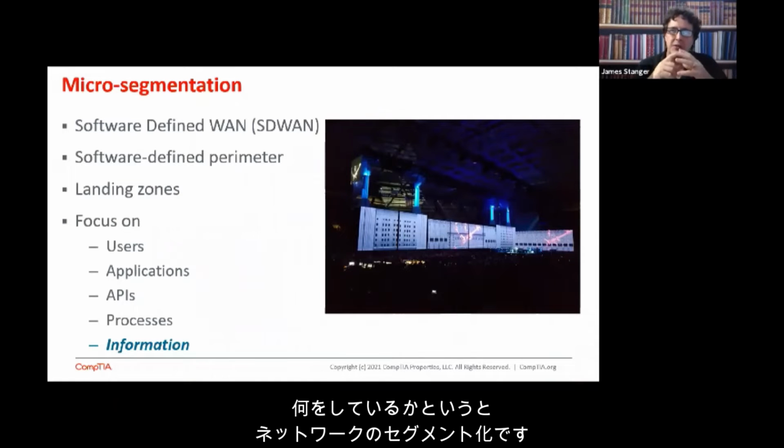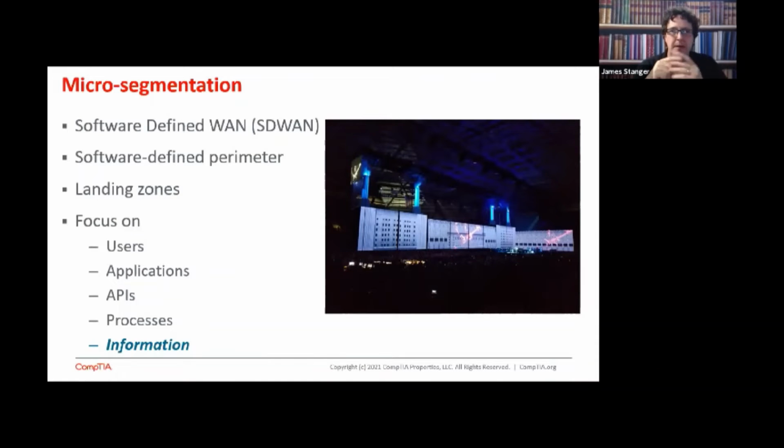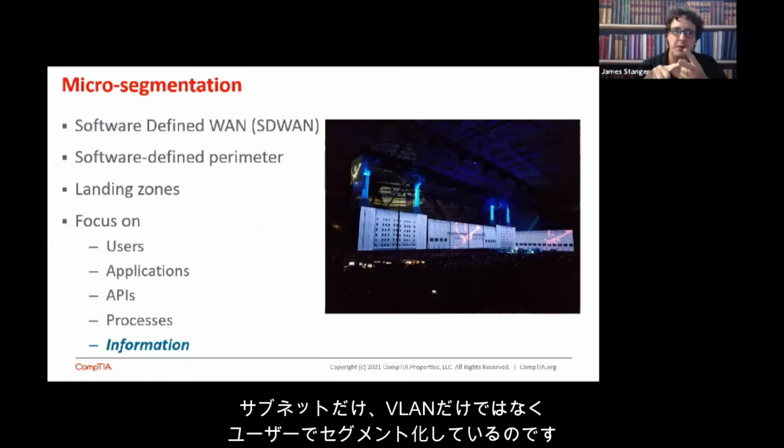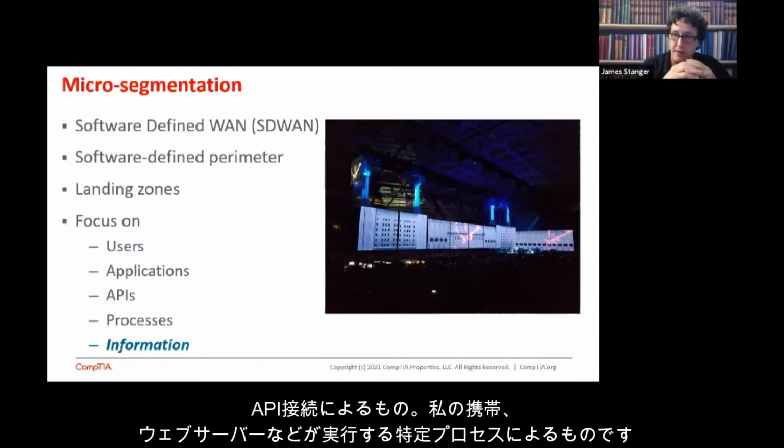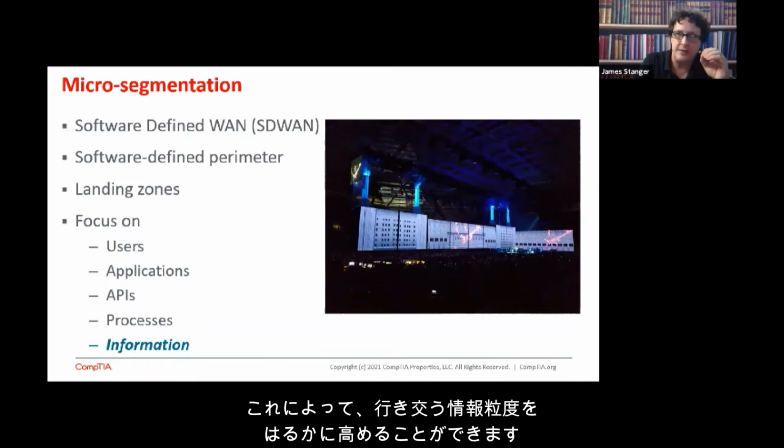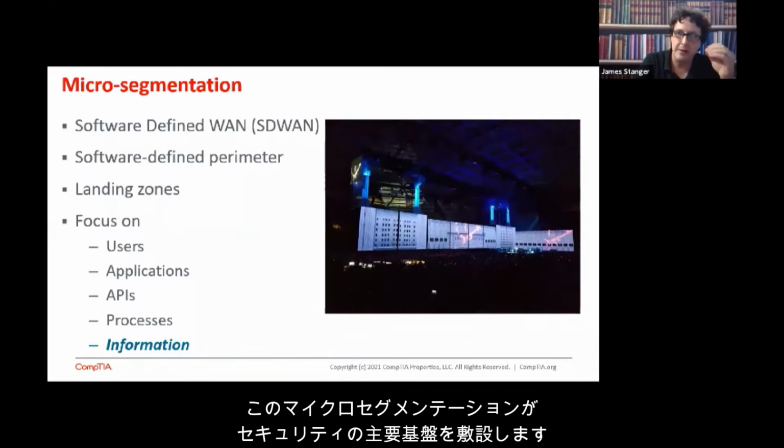And now what you're doing is you are segmenting a network, not just by subnets, not just by virtual LANs, but you're segmenting by users now, much more granular. You're segmenting by applications, by application programming interface connections, by specific processes that my phone or a web server or something might implement. This allows us to get much more granular into the information that's being transmitted back and forth. This microsegmentation lays a major foundation for security.